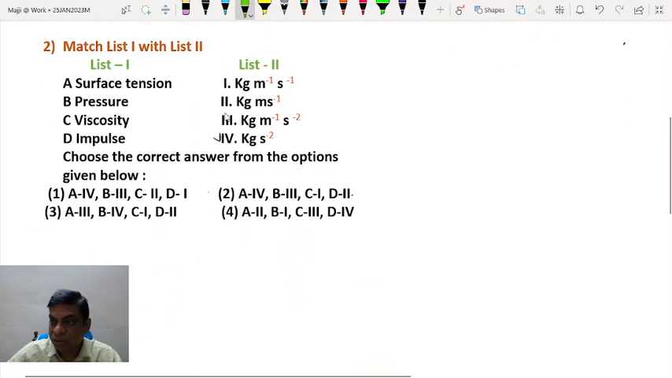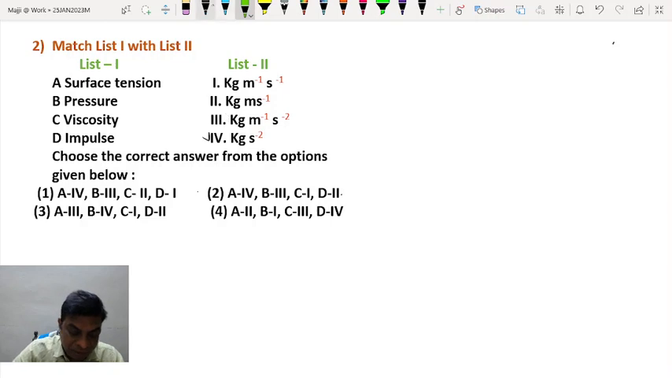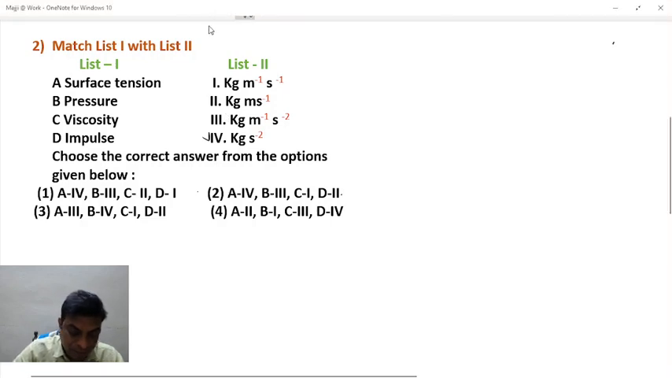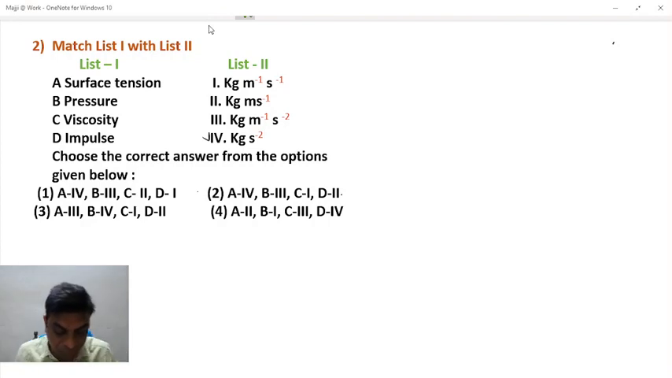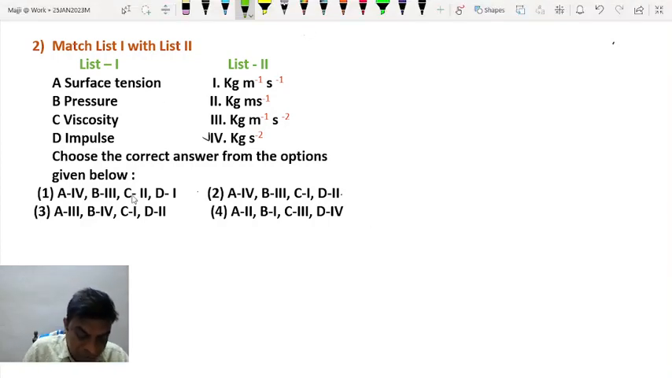Moving on to the next question. We have the matching type question. List 1 has certain physical quantities and list 2 has the SI units in terms of the fundamental units: kg, meter and second. So we have to match.